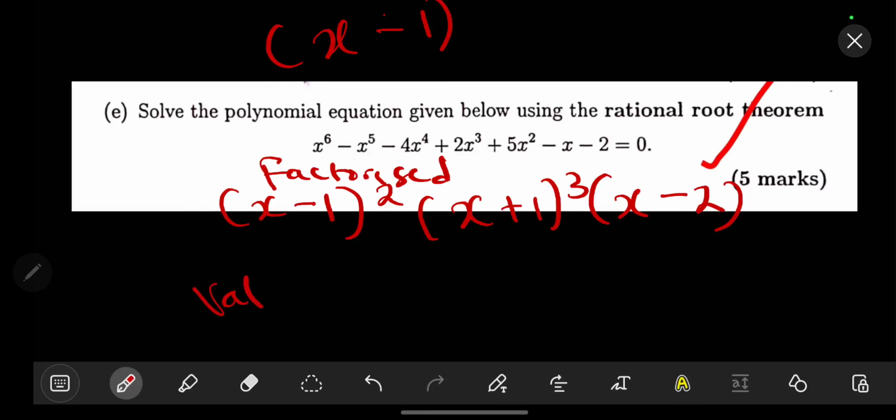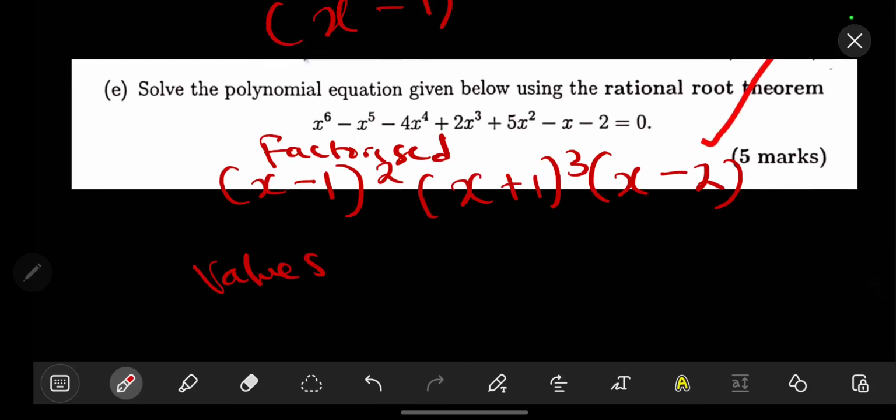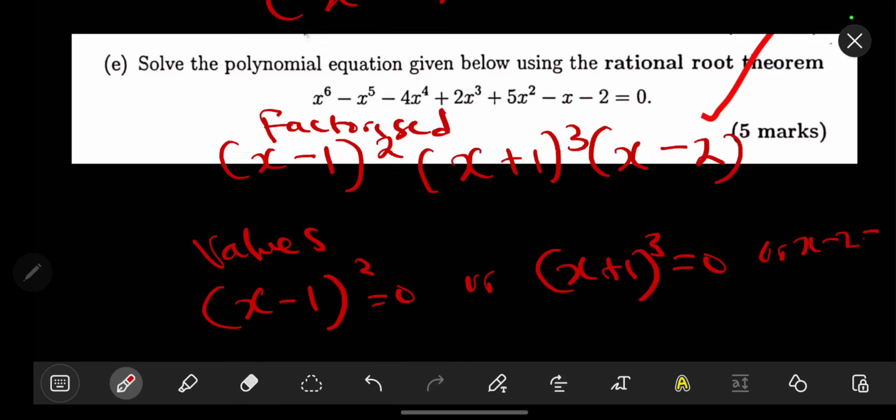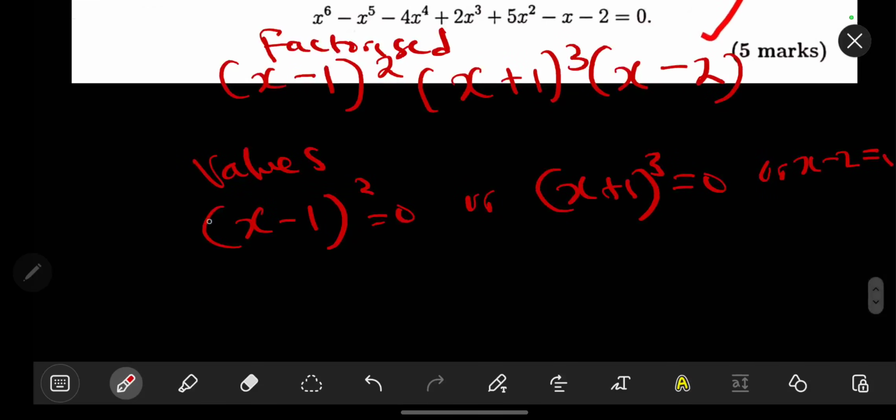So values, we are just going to say (x - 1)^2 = 0, or (x + 1)^3 = 0, or x - 2 = 0. So finding the square root on both sides, we are going to have x - 1 = 0, since the square root of 0 is 0.